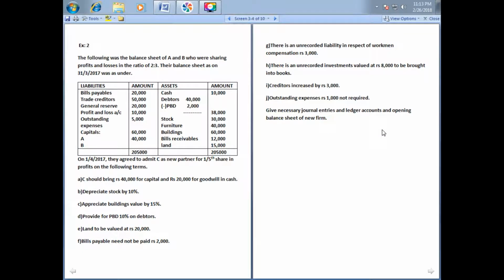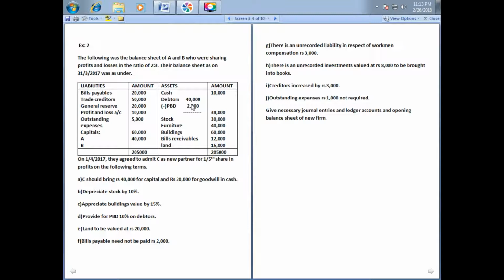Hi friends, this is admission of a partner part 4. In admission of partner part 3, with the help of example 1 problem, I explained about revaluation account, goodwill concept, accumulated profit, how to prepare new balance sheet, all these points. Now in admission of partner 4 video, with the help of some more examples, I am going to explain about goodwill adjustment in case of admission of a partner.